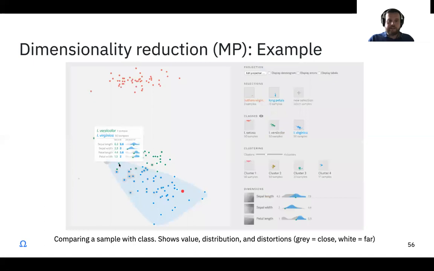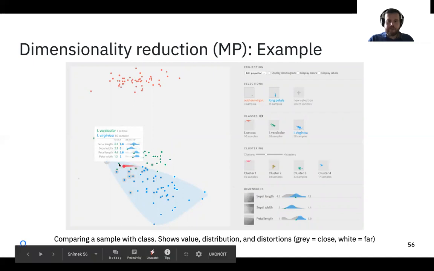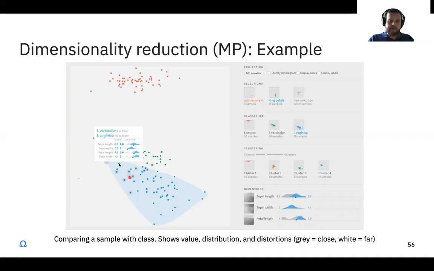Here we can compare a certain sample, which is selected here and tooltipped, with the entire class. It will show the value, it will show the distribution, and also distortions. So here we see those that are marked with the gray outline should actually be closer to the sample because they are closer in the high dimensional space. The white outlined ones are actually further than indicated in the low dimensional space.